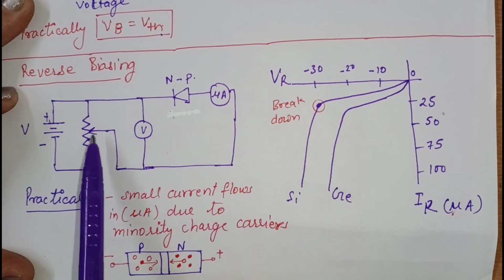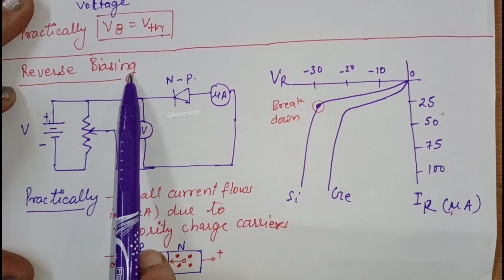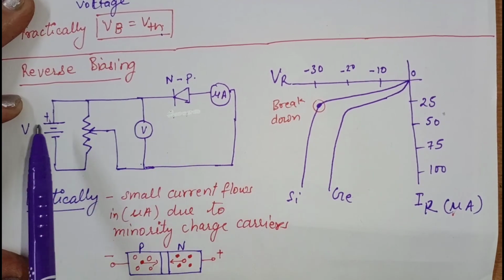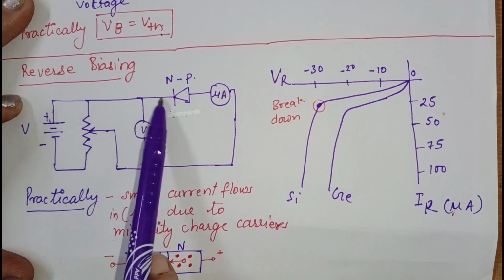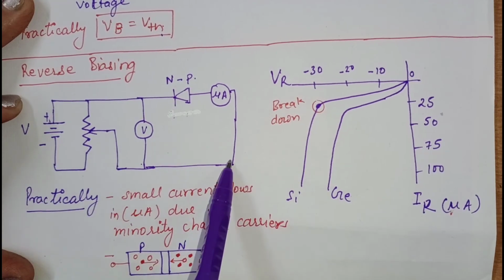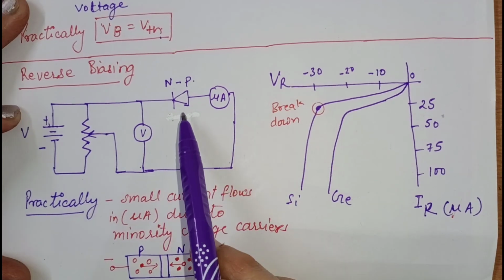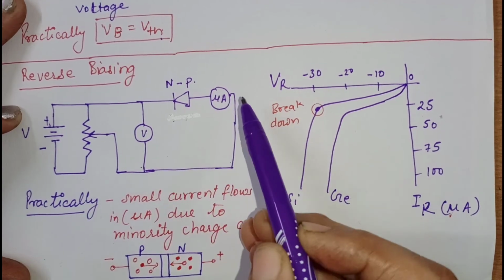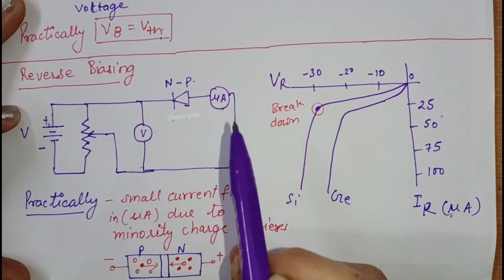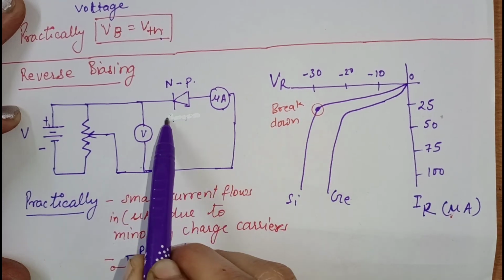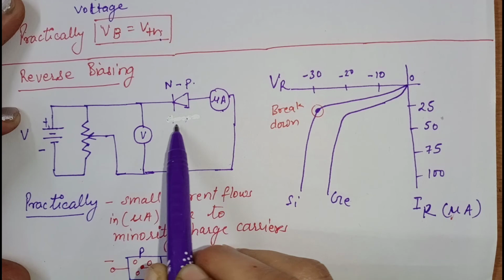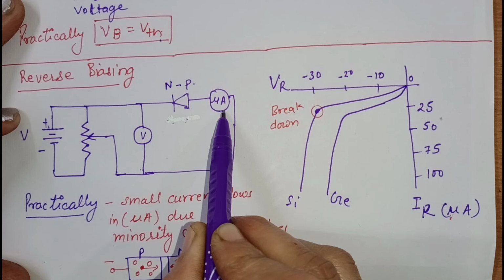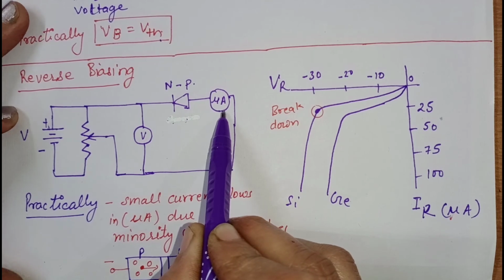Now we will study the behavior of the current through the junction under reverse bias. This is the circuit arrangement for reverse biasing. In reverse biasing, we connect the positive terminal of the battery to the N region and the negative terminal of the battery to the P region. We can just reverse the diode, then it will automatically be in reverse bias condition. In this case, we have used a microammeter because in reverse biasing the junction resistance is very high, so theoretically there is no current, but practically there is a small current in the microampere range due to minority charge carriers.